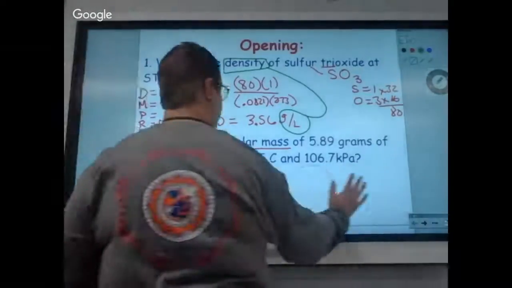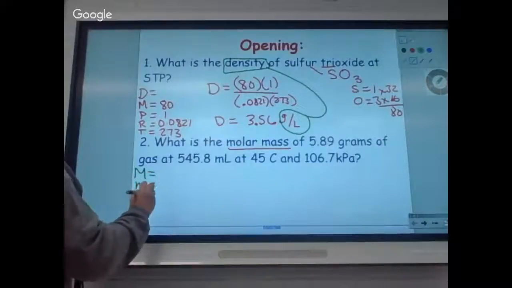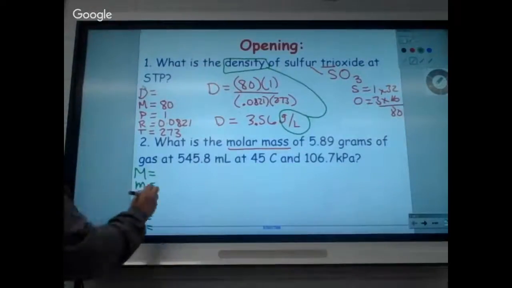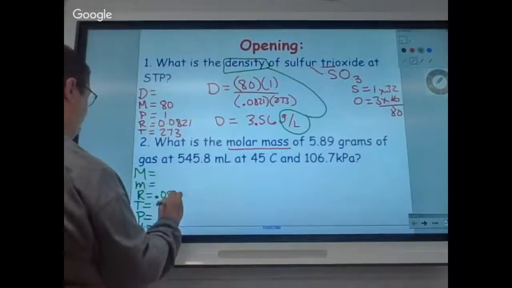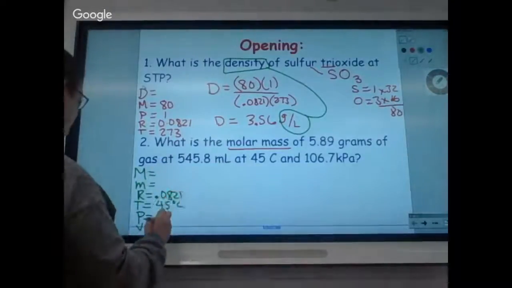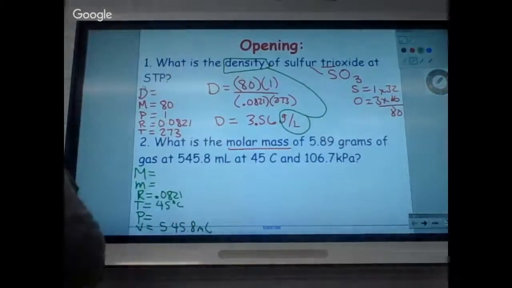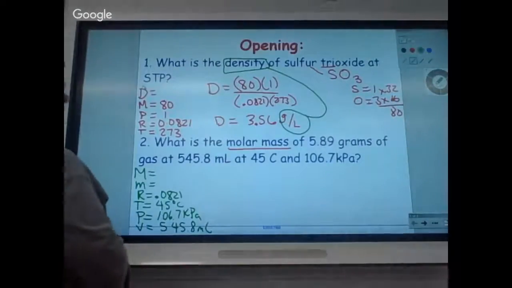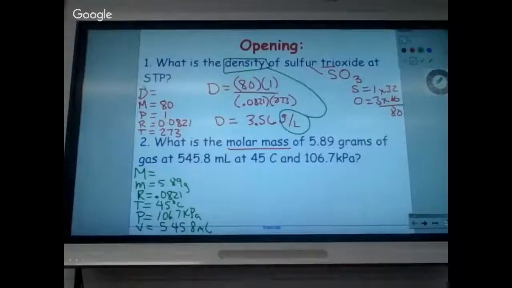Okay. All right. So to do molar mass, big M equals little m R T over P V. What do I know? Okay. T is what? 45. Okay. Volume. 455 ml. Okay. Pressure. 106.7 kPa. Okay. Change the units, yep, we will. And what's the last one? 5.89 grams. So the only ones that are okay up there are R and mass. Those are the only two that are in the right units. Everything else has to be changed.